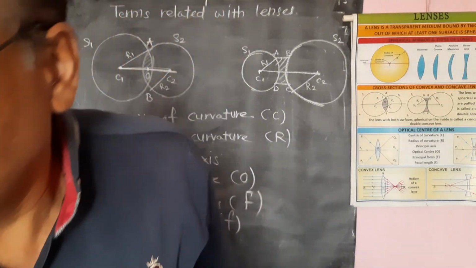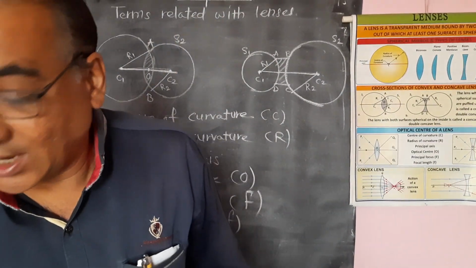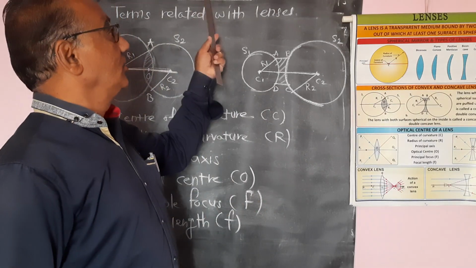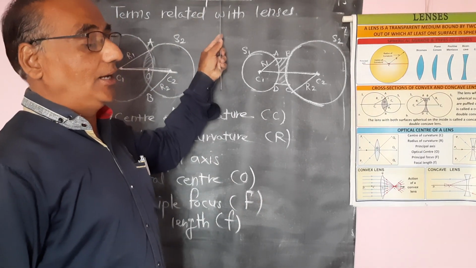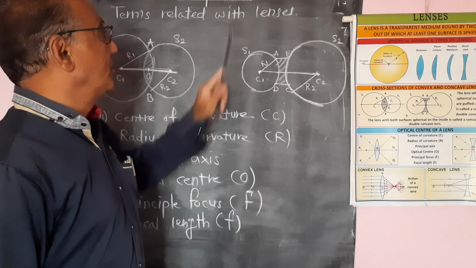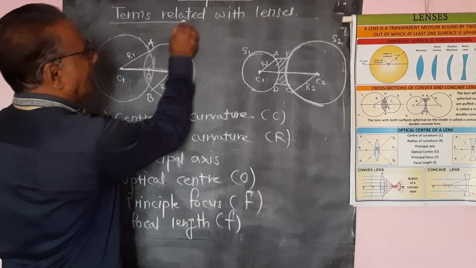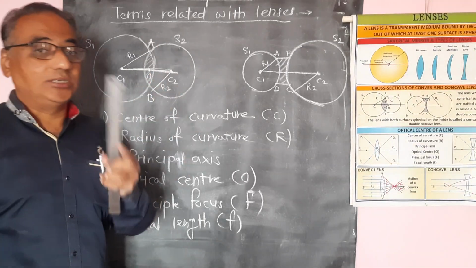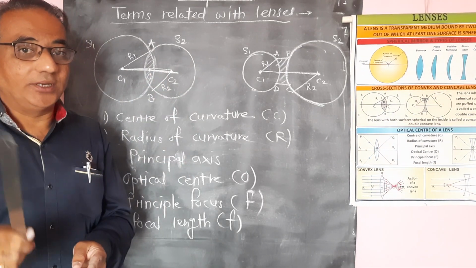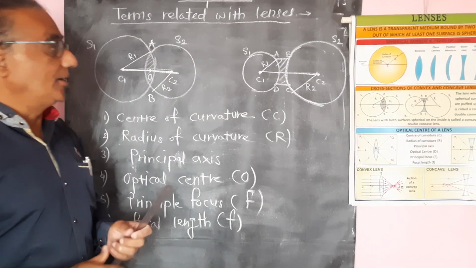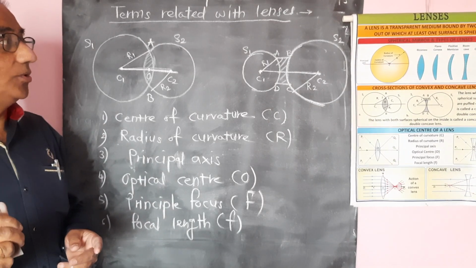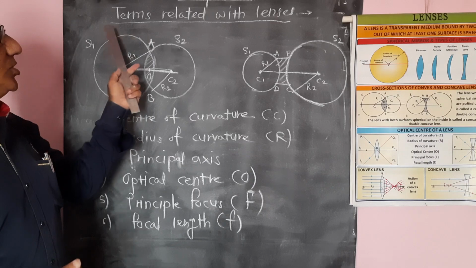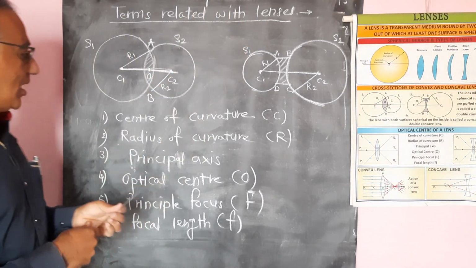Hello students, now let us start the next topic, second lecture of chapter number 7, Lenses of Science Part 1: the terms related with the lenses. This topic is similar to the topic that we learned in 9th standard, that is, the terms related with the spherical mirror. Right? Now here we are going to see the terms related with the lenses.